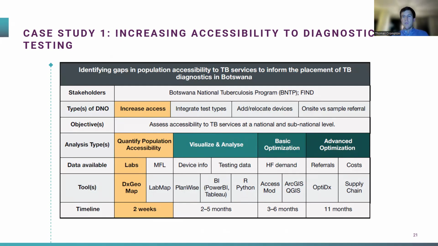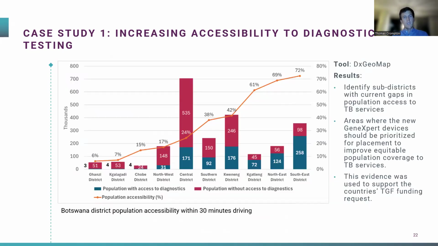So in Botswana, the NTP wanted to understand and assess accessibility to TB services at a national and sub-national level. So the type of DNO they were looking at was just increase access. They wanted to see how they could increase access. And for this case study, it was super fast, limited amount of data. So they did quantify population accessibility. They only had coordinates for the laboratories, and they used a tool called DXGeoMap. So through this little checklist, we understand exactly what they want to do, what tool they're going to use, what data they have, and then we can have a look at some of the results.